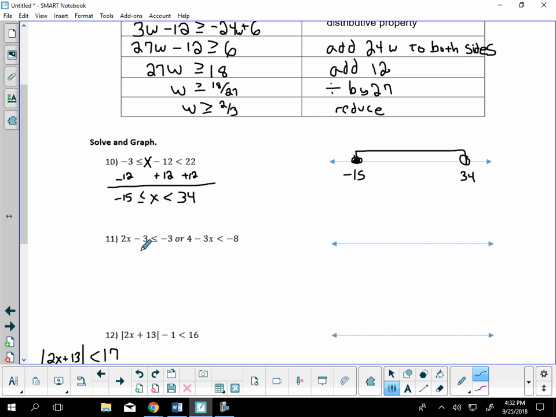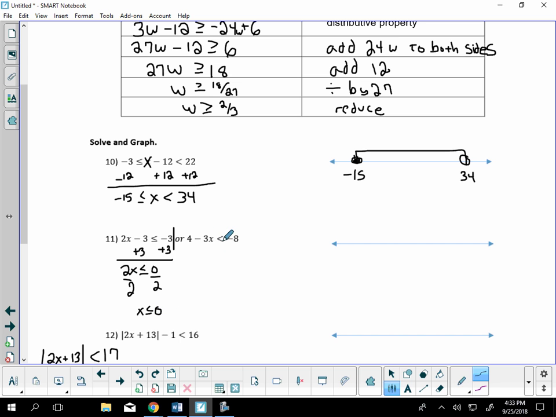11, I have to solve each of those problems separately. So I'm going to think of that as one problem, and then I'm going to think of that as another problem. So let's go ahead. Our variables are on one side. I'm going to get my numbers to the other side. So add 3, and I get 2x is less than or equal to 0. I'm going to go ahead and divide by 2. Oops. Let's move that up a little. Divide by 2. And I get x is less than or equal to 0.